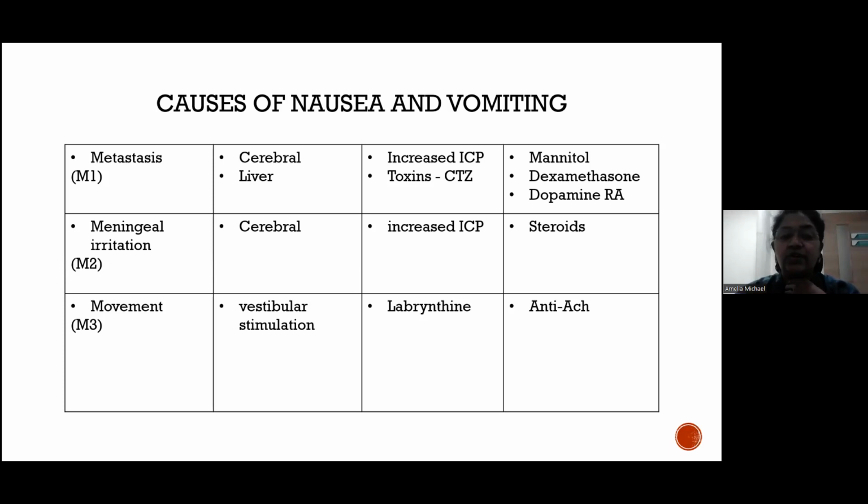Okay, so you could have meningeal irritation because of leptomeningeal disease, because of meningitis, any of these reasons. You could have movement disorders, which is vestibular. So you have to ask them what happens. Because for this, if you add Dexa or if you add mannitol thinking, oh, it's a cerebral issue, then you're not actually going to be treating the cause. So your history becomes very important to differentiate. Cerebral metastasis more during the morning. Activity, movement more towards the vestibular.